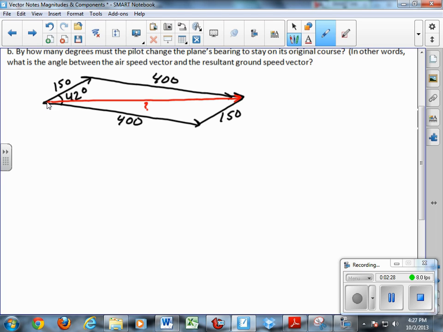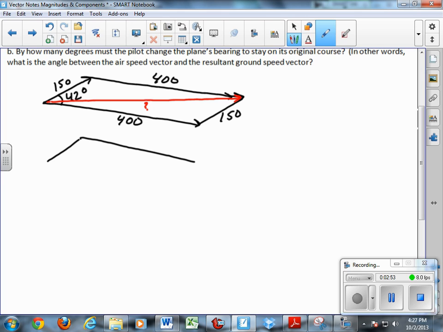Now, I don't have any way of determining the components of the two vectors because all I know is that the angle between them is 42 degrees. I don't really know what either of the angles is for either of the individual vectors. So I'm not going to use components for this. I'm going to use a triangle. I have a triangle that looks like this.